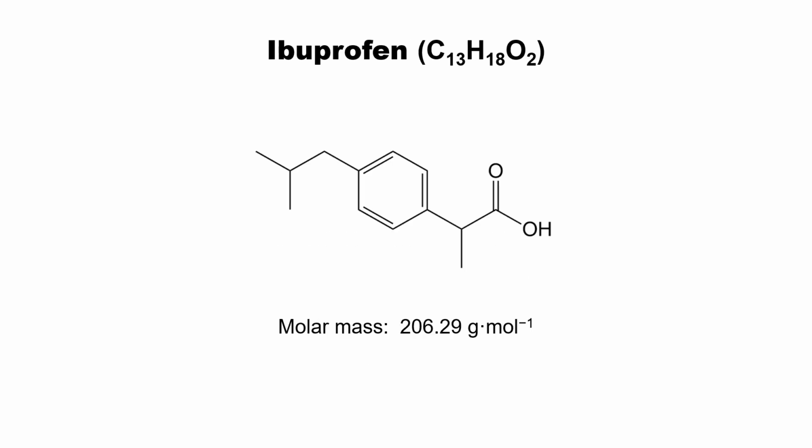Let's analyze ibuprofen as an example. Ibuprofen has a molecular mass of 200, so this is less than 500. The log P value is around 4. This is also less than 5 and bigger than 2. How do we measure the partition coefficient?